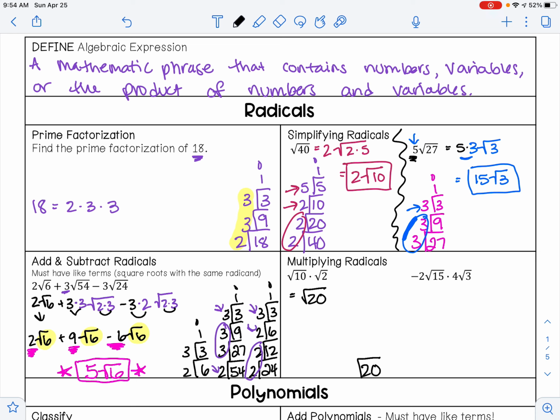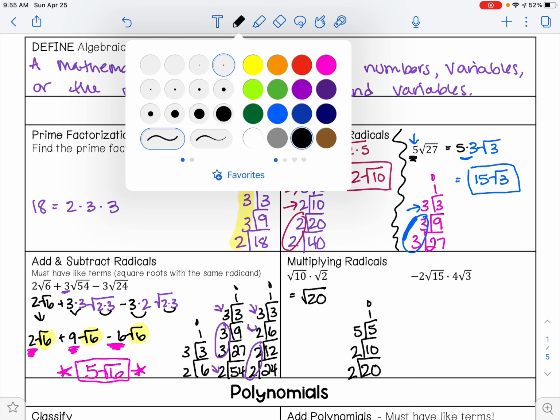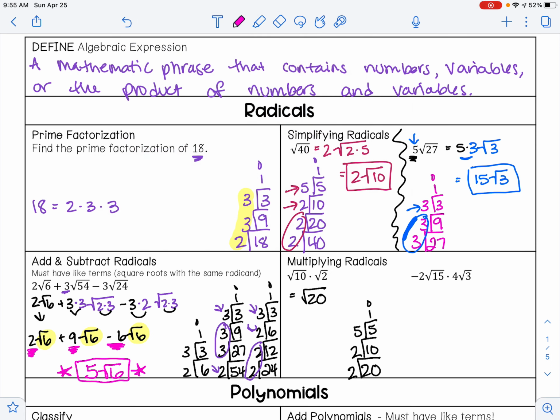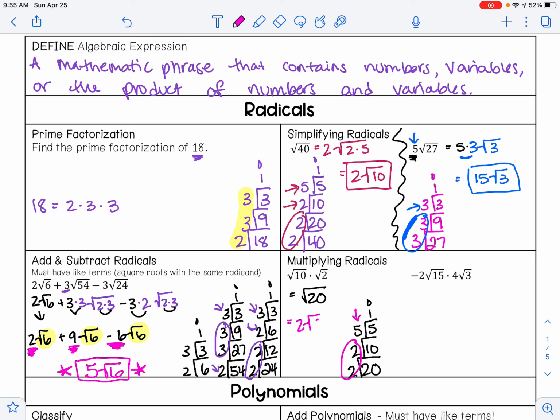So the smallest prime number that goes into 20 is 2, goes in 10 times. The smallest prime number that goes into 10 is 2, goes in 5 times. And 5 goes into itself 1 time. When you get to 1, you're done. That's the candle to your cake. We're looking for pairs of numbers to leave the square root symbol. Here I have a pair of 2's that can leave. 5 does not have a pair, so 5 stays inside the square root symbol. So our answer is 2 square roots of 5.